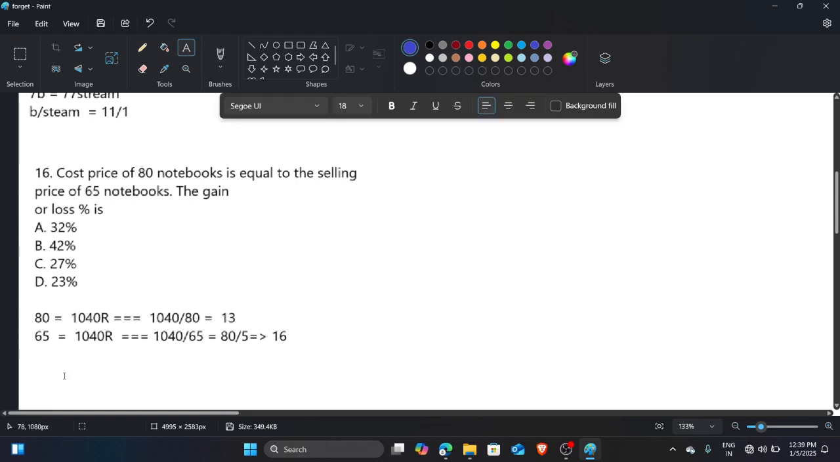Sorry for the inconvenience, or for the mistake, but you can see that 3 is the difference between the cost price and selling price. It means the gain is 3, and the cost price is 13. So the answer you get is 23. It is approximately 23, not exactly 23. Okay.